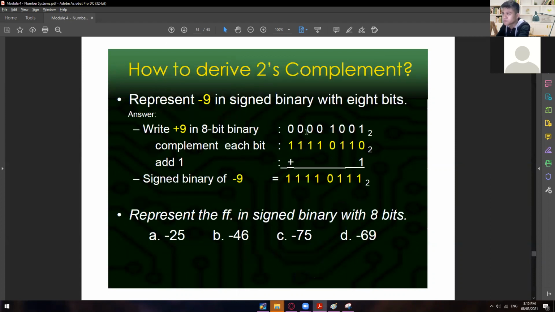Like for example, we want a representation of -9. The first thing that you need to do is write that 9 as a positive 8-bit binary. So I guess no problem with this one, right? Just present it as a binary. So we have 1001, and then the rest are 0 since we only need 9. So 8 plus 1 is positive 9. So are we clear with this one, Ms. Tulay?